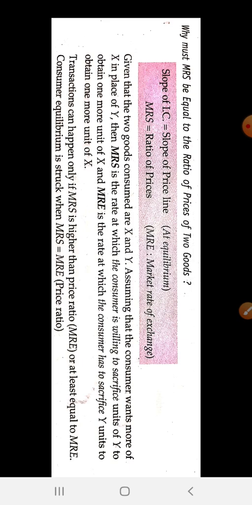It is called the marginal rate of substitution. MRS is the rate at which the consumer is willing to sacrifice Y units so as to obtain one more unit of X. Next, a transaction can happen only if MRS is higher than the price ratio, or at least equal to MRE. Consumer equilibrium is struck when MRS equals MRE.